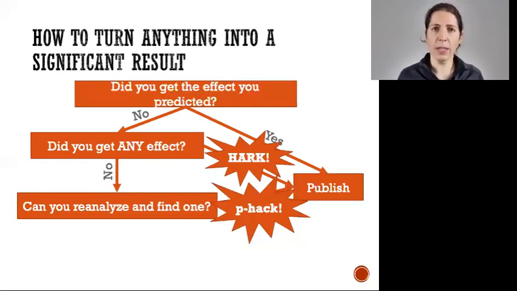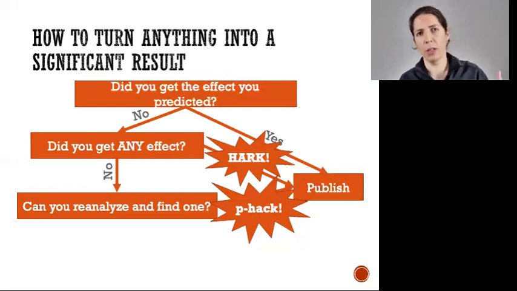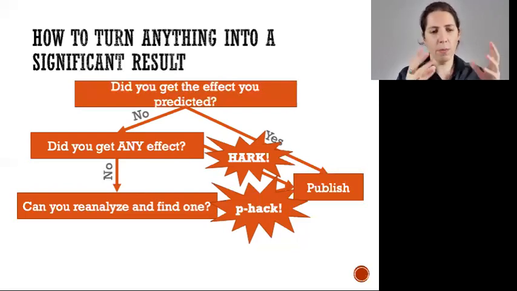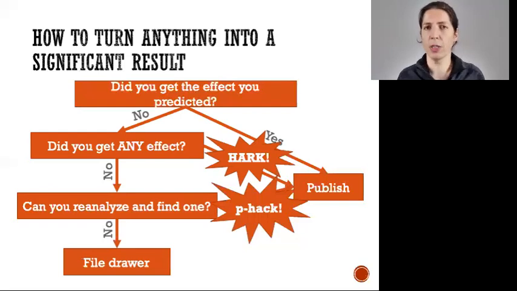And then let's say none of that works. I analyze my data a bunch of different ways, looking at a bunch of different outcome variables, looking at a bunch of different ways to make the statistical model, and none of them produces a statistically significant result. Then I might have no option but to do what we call file drawering the study, which is put it away in my file drawer and not tell the world about it. Partly because journals often aren't willing to use up journal space telling the world about non-significant results, which is a problem.